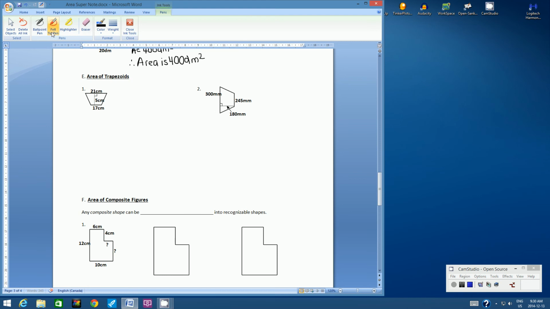Okay, a trapezoid is a very interesting shape in that a trapezoid has two bases. So if we look at example 1, we see we've got one base at the top and another base at the bottom, and then they are connected by a perpendicular line. That is the height. All right, so the formula for the area of a trapezoid is a little bit different.